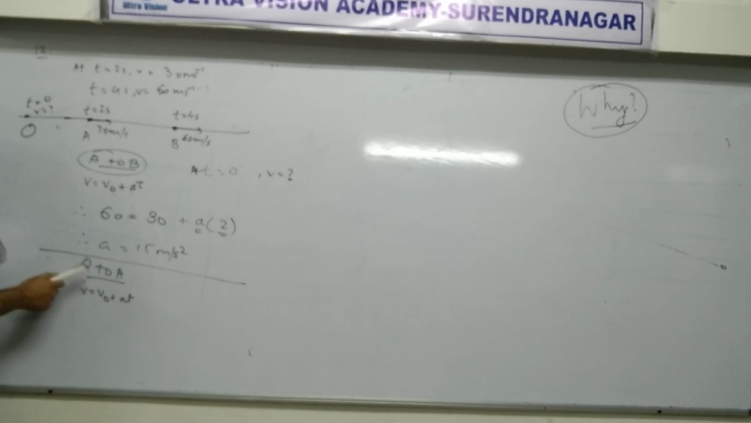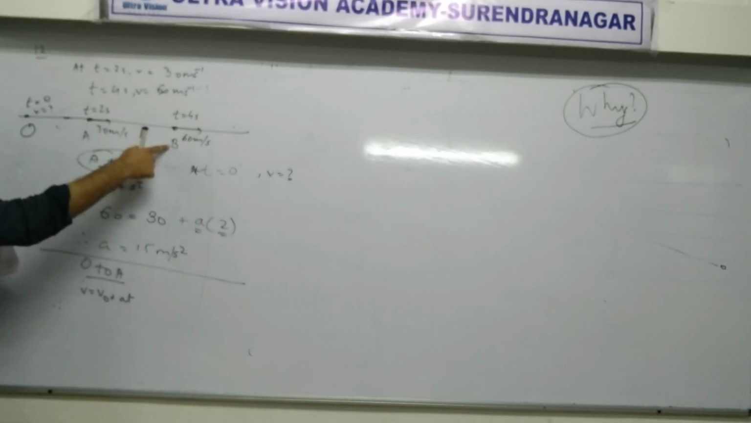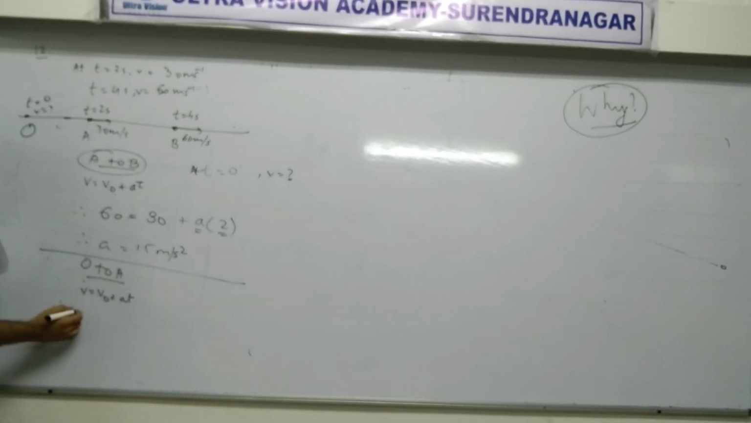O is initial. V0 is not initial. V0 is initial velocity, O is the initial point. A is the final. So final velocity means velocity at which point? O, A or B? A. Clear? How much is the velocity there? 30. V0 means initial velocity. Correct or not?